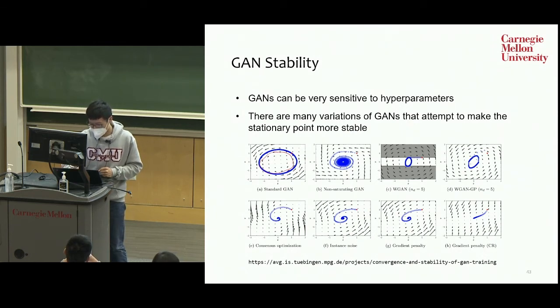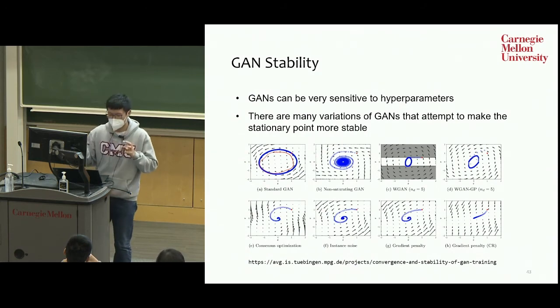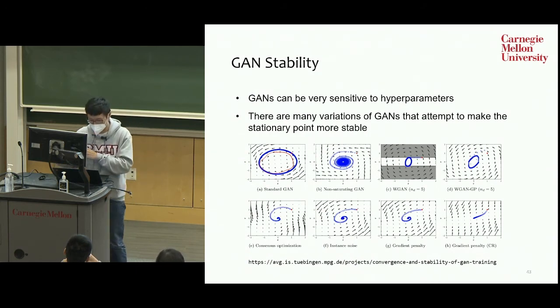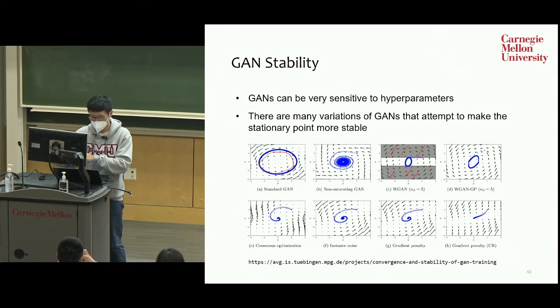So WGAN tries to improve this by using a different loss function, the Wasserstein distance, which will be covered in the second lecture, as well as using a trick called weight clipping. So that's why you have this shaded region here, because we do not allow the weights to go into that region. So you physically limit the circle.